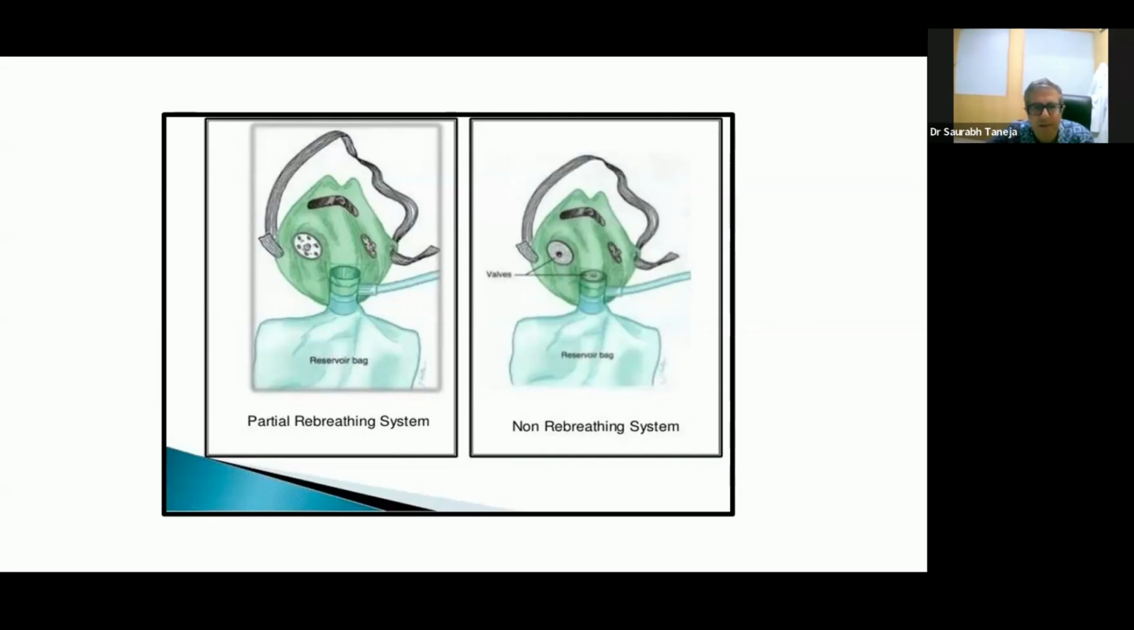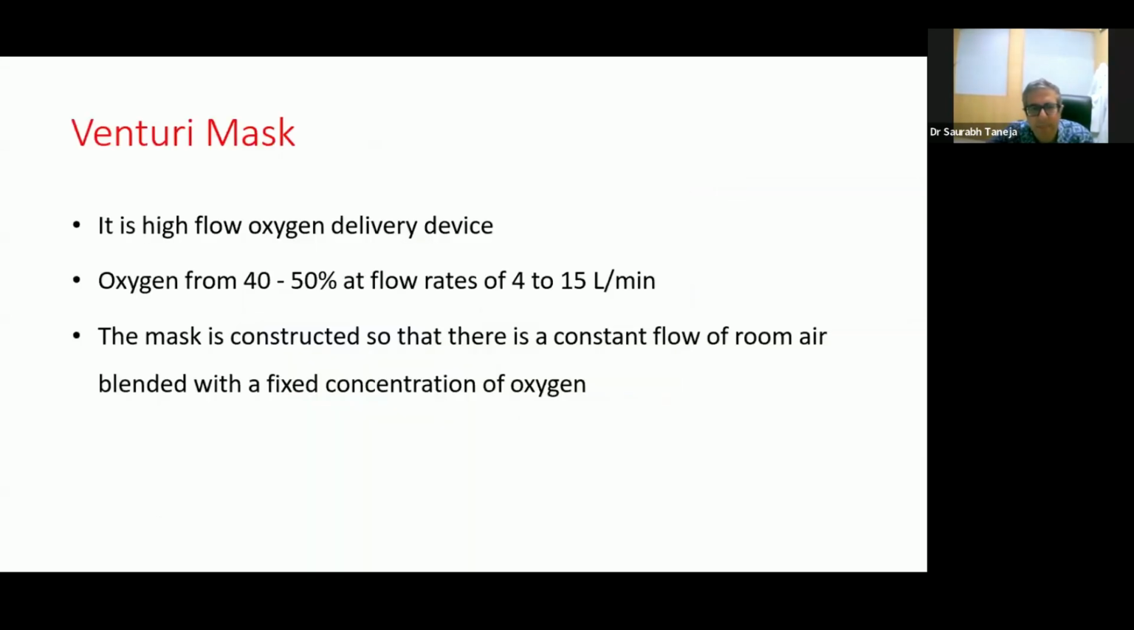Next, please. So the venturi mask, you should all know about the venturi mask. It is a high flow oxygen delivery device. When we talk about high flow, it means that the patient's inspiratory flow demands are met by the flow from this device. Oxygen is given at 40 to 50% and the flow rates are 4 to 15 liters per minute. The mask is constructed so that there is a constant flow of room air blended with the oxygen at a fixed concentration. So the venturi principle is very important. And next slide, please.